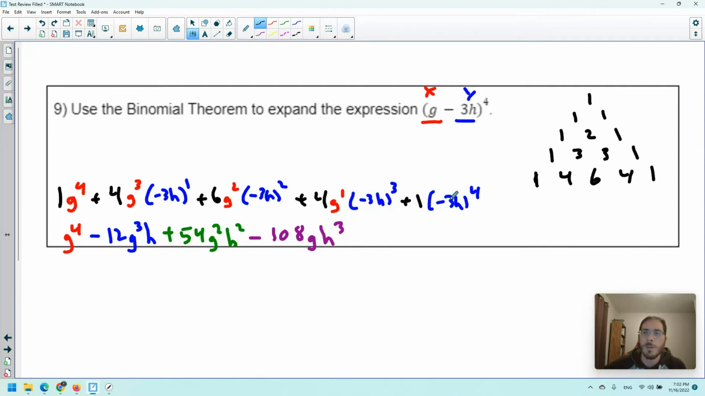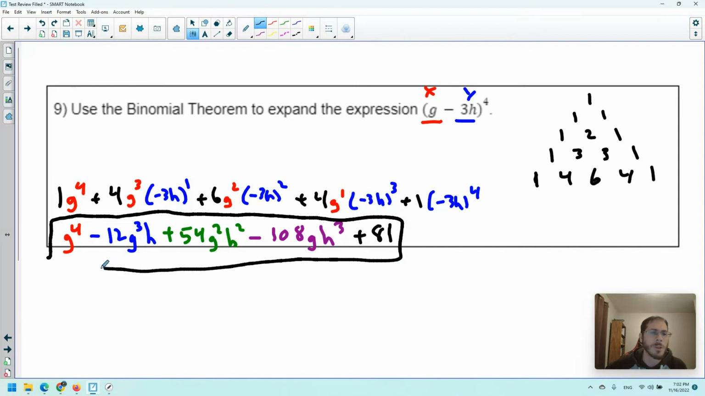So negative 3 times negative 3 is 9. Times negative 3 is negative 27. Times negative 3 again is going to get us 81. And that's it. So that's what we got. I think we did one like this in class, because I kind of remember the 108. So it's going to be one of the Pascal triangle questions.